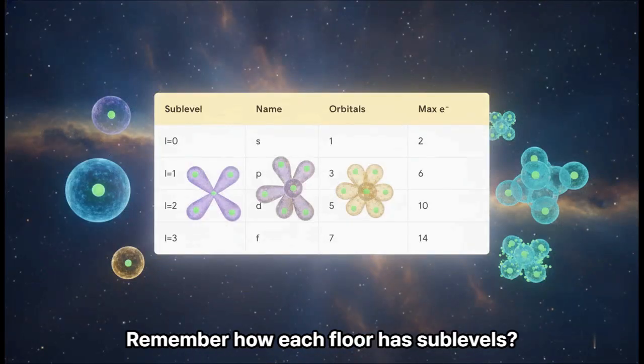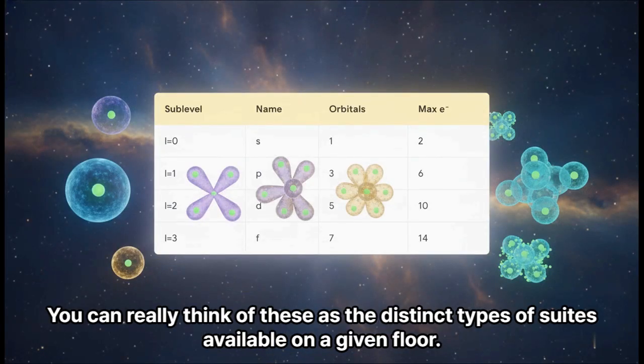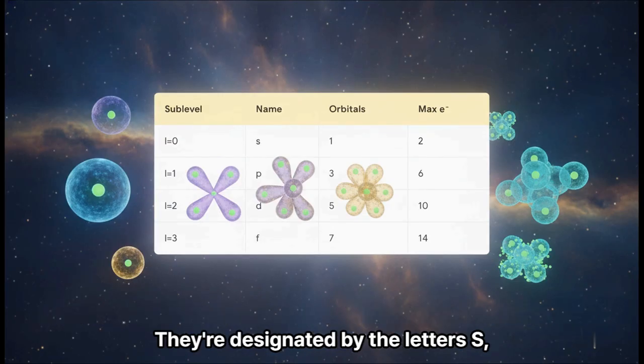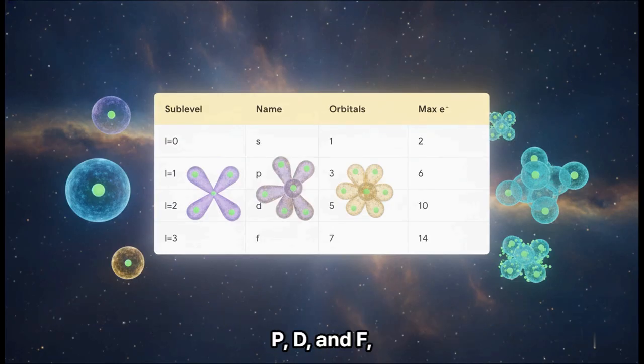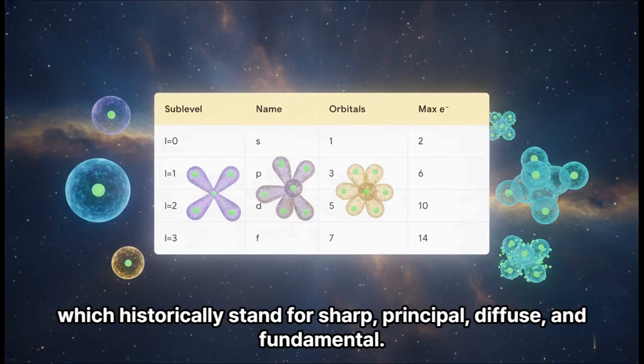Moving on to Section 2, visualizing quantum orbital shapes, from spherical to complex geometries. Remember how each floor has sublevels? You can really think of these as the distinct types of suites available on a given floor. They're designated by the letters S, P, D, and F, which historically stand for sharp, principal, diffuse, and fundamental.